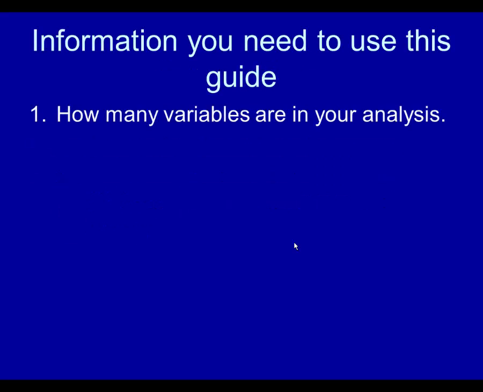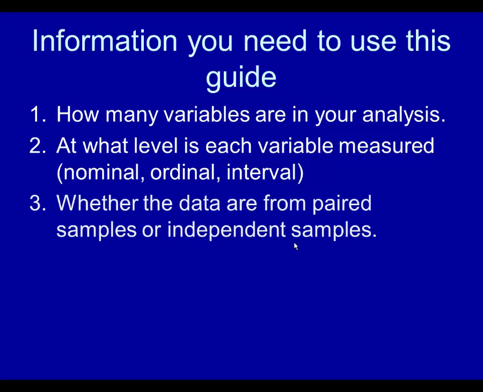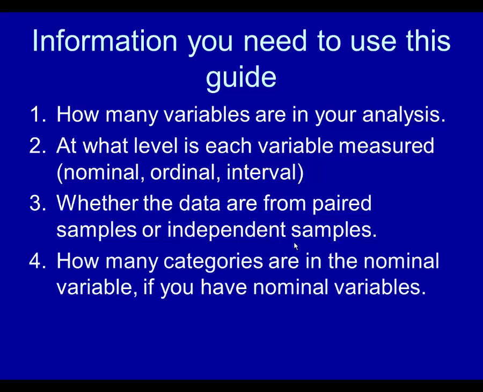There's some things you need to know in order to use this guide. First of all, how many variables are in your analysis for which you're seeking a statistic? At what level is each variable measured? Ordinal, interval, or nominal? Whether the data are from paired samples or independent samples. Paired samples are when you have things like pre-test and post-test scores where the scores of a particular person are matched. Also, how many categories are in the nominal variable if you have a nominal variable in your analysis.